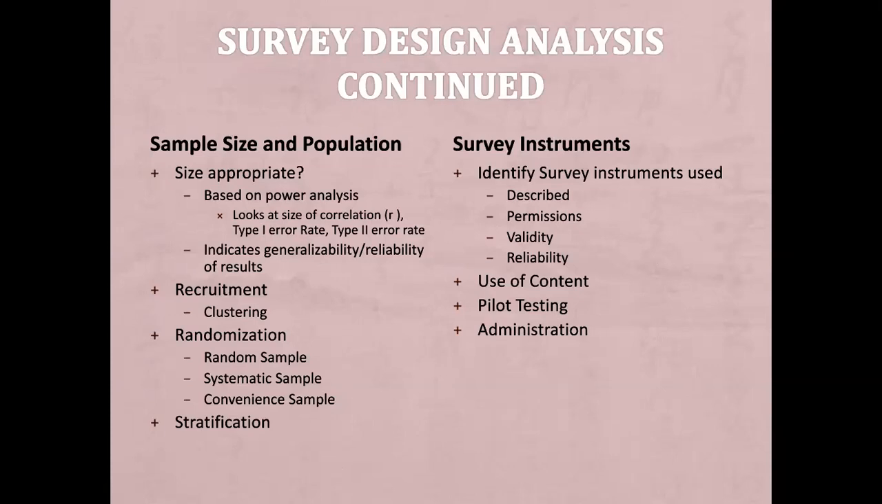Typically, when a researcher is determining how many participants they need in the study for it to be generalizable and reliable, they'll do what's called a power analysis. This power analysis will look at the size of the correlation, type 1 and type 2 error rates, and what the individual is measuring, and it'll determine an appropriate size that they believe will give them enough information so that it can be generalized to the general population and so that the information is reliable in its results.